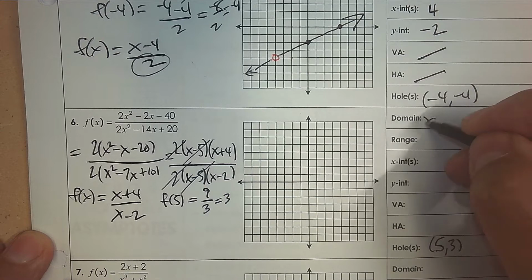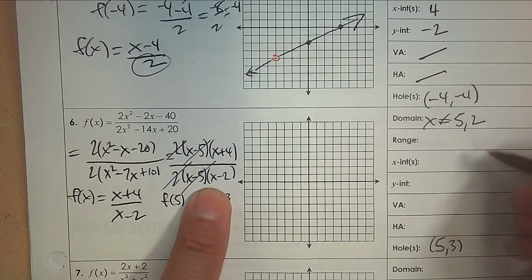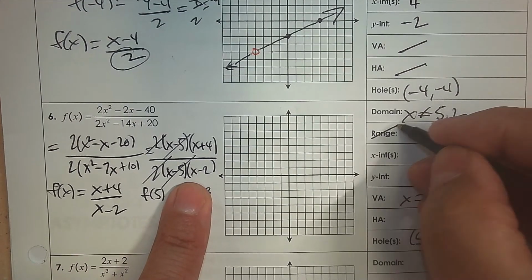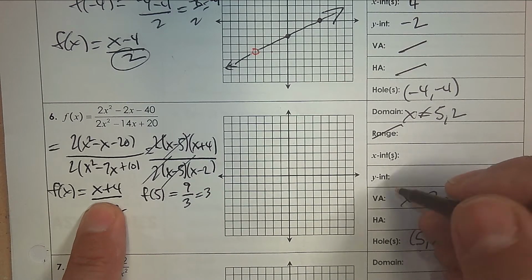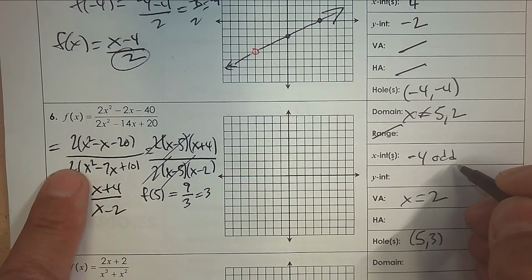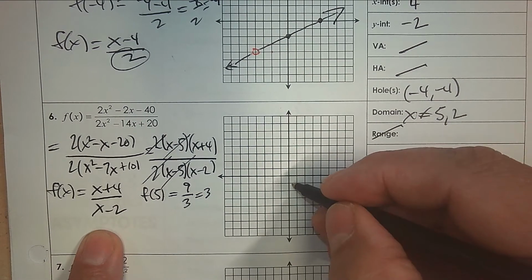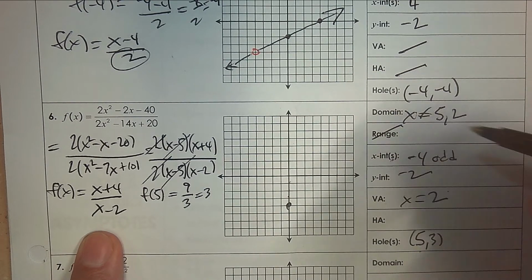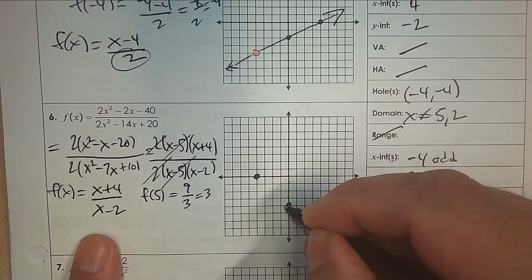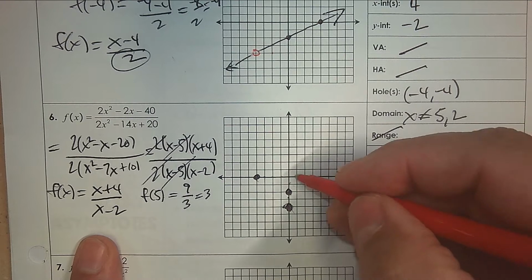The domain comes from the very beginning before I start crossing out. It can't be 5 or 2. 5 creates a hole. 2 creates a vertical asymptote. The x-intercept comes from here. So the 0 on top is negative 4, and it's odd. The y-intercept, plug in 0, and you get 4 divided by negative 2, which is negative 2. So find negative 4, find negative 2, there it is. The hole is at 5 and 3.